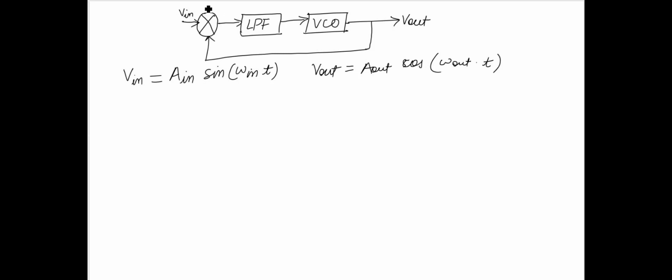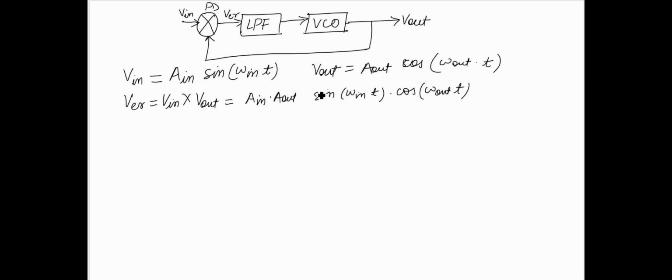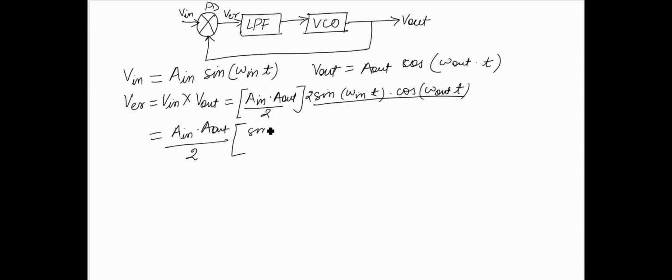Now this is your PD. In multiplier form we are making this PD, so it will give V error. V error will be equal to V in into V out, so it will be A in dot A out, and then sine omega in t cos omega out t. You can use this formula, so V error will become A in A out by 2, then sine (omega in plus omega out) t plus sine (omega in minus omega out) t.